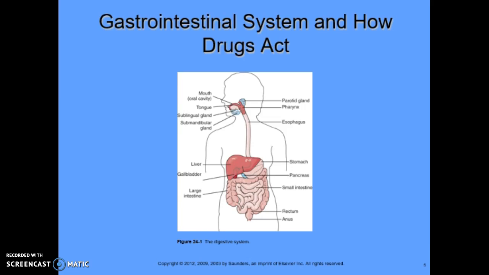The GI tract extends from the mouth, so all the way up here from the mouth to the anus, with all the accessory organs in between, the liver, the gallbladder, pancreas, and all of these assist with digestion.